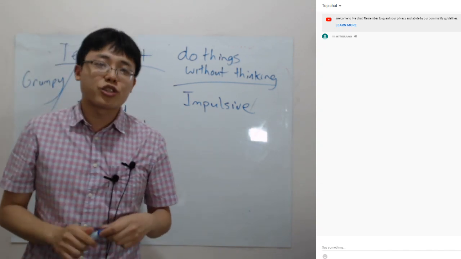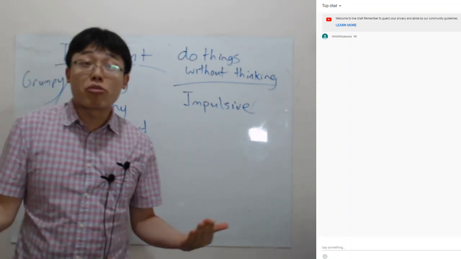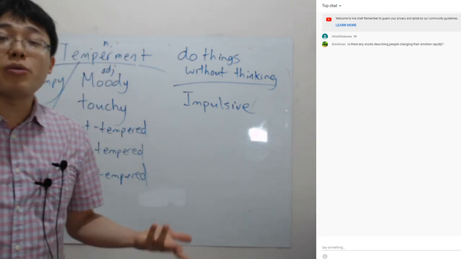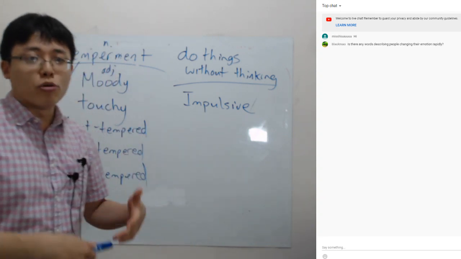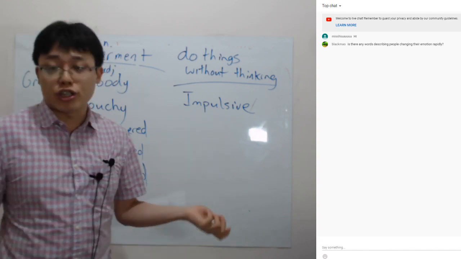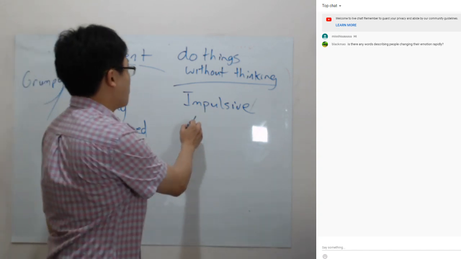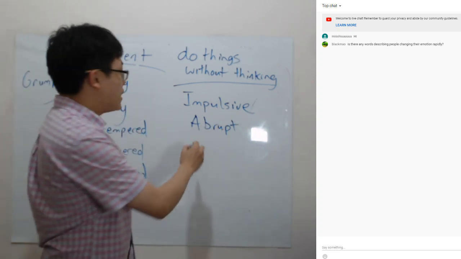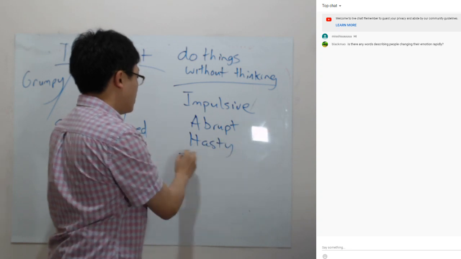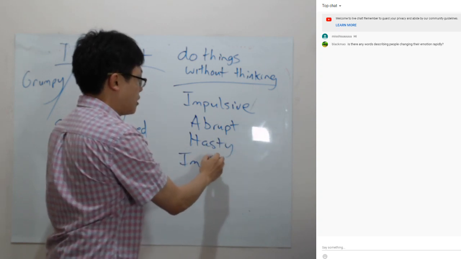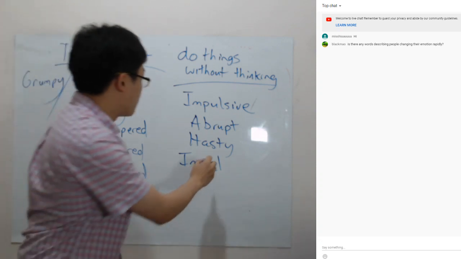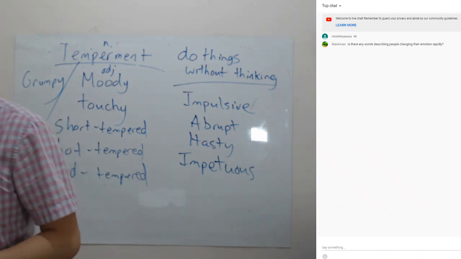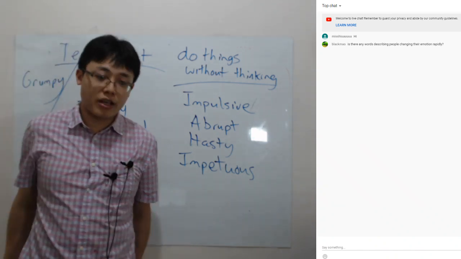There are a lot of individuals like this. They'll go out and buy something, and then immediately they don't need it or they regret it. Generally, these people are impulsive. People who overeat, who smoke a lot, usually these people are impulsive. You might call them abrupt, hasty, impetuous. So all these four words are used to describe people that don't plan things.